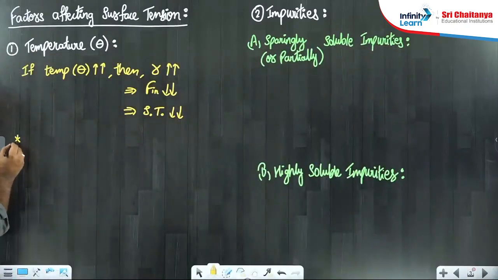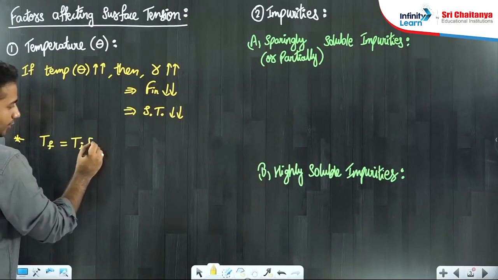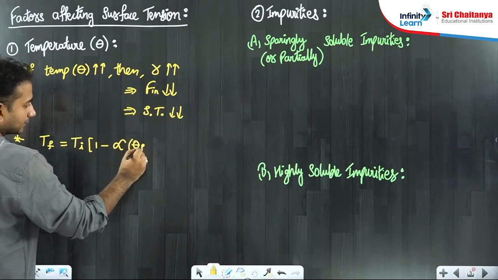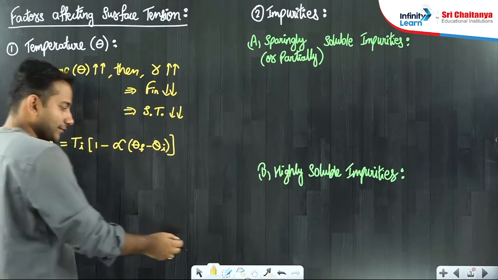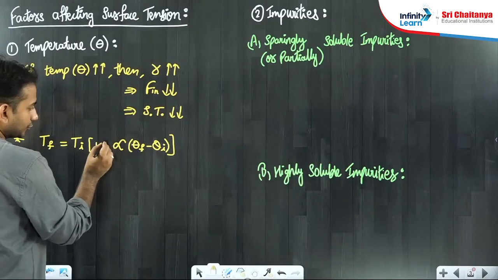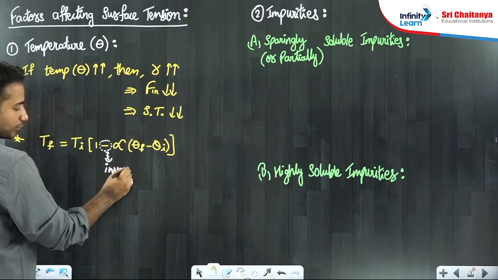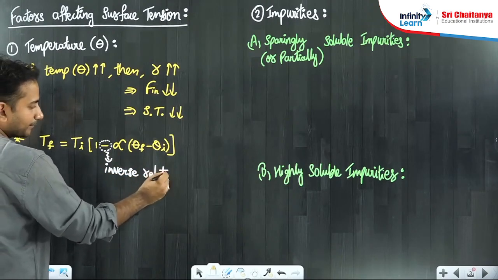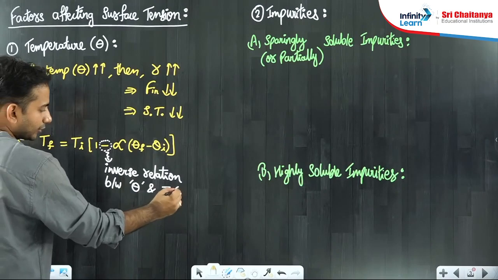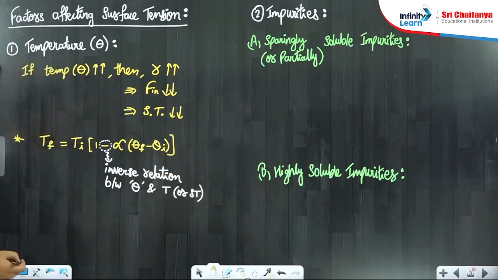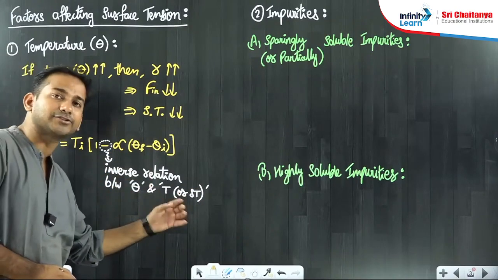A mathematical relation can be written as: surface tension final equals surface tension initial times (1 minus alpha times (theta final minus theta initial)). Here this minus sign denotes that there is an inverse relation. I repeat, I am not talking about inversely proportional, I am saying an inverse relation between temperature theta and surface tension T. If you increase the temperature, surface tension will decrease. If you decrease the temperature, surface tension will increase.